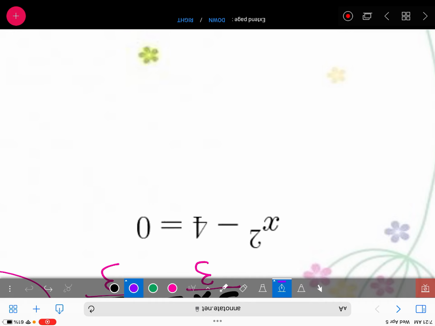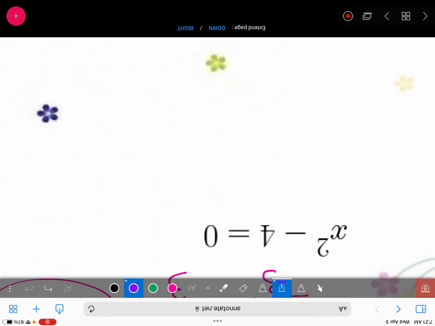What do we do here? There's a few different ways to go, so I want to know what you did. Anybody do it? Yeah, solving with square roots. That's absolutely valid. You can add 4 to both sides. That's going to give us x squared equals 4.